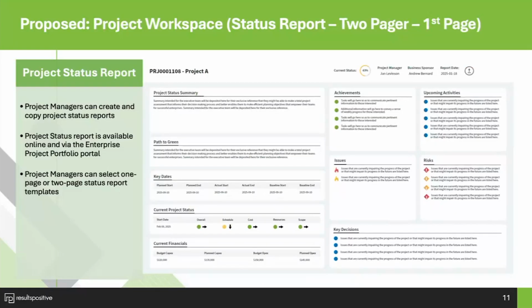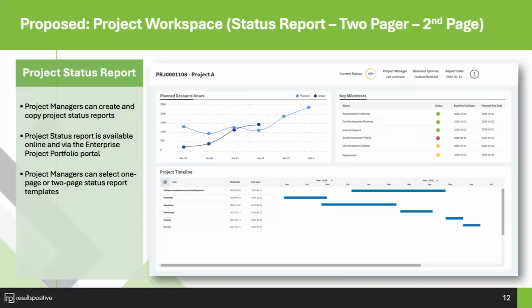Here's a two-page example. One page gives more information on some of the key dates and some financials. Then on page two, looking at resource information and key milestones, coupled with the overall timeline. So these are available. Or, like we said, you could use the out-of-the-box project docs solution.